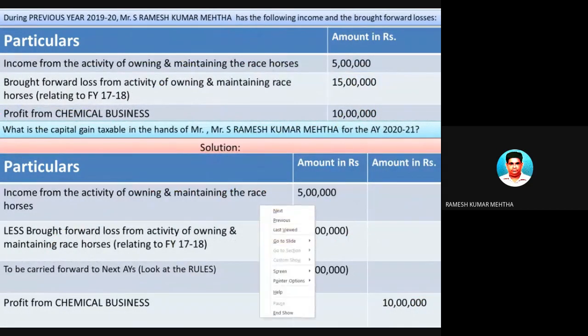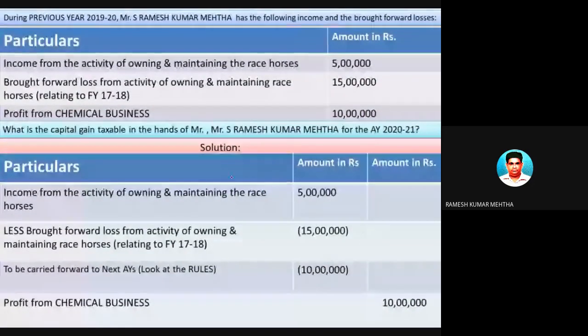Let's take up the third problem. The third problem is: Mr. S. Ramesh Kumar Mehta has the following information of income and brought forward losses.